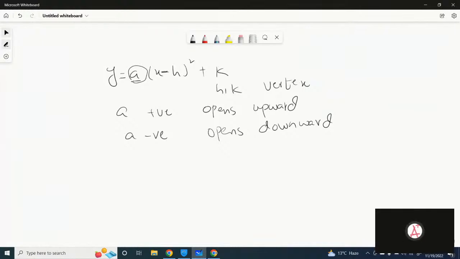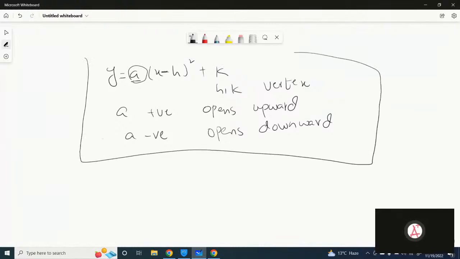Okay, good. Keep these very important points in your mind. This is the equation of the parabola in vertex form, and you can see the vertex from this equation. Also, if the value of a is positive, that means the parabola opens upward, and if the value of a is negative, that means the parabola opens downward. Got it? Good. Let's start with the next topic.